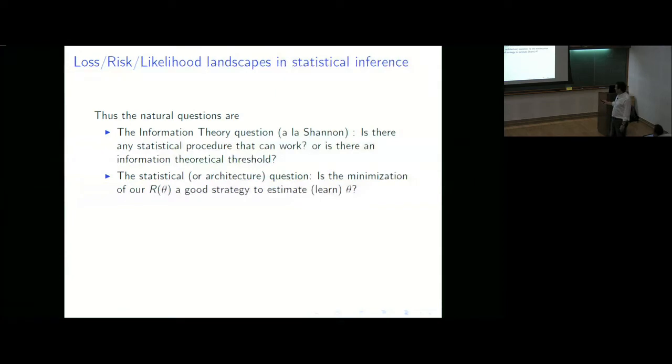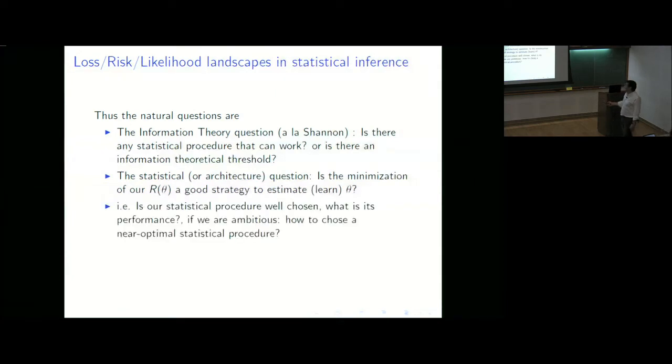All right, so that means, is our statistical procedure well chosen? Is this loss function well chosen? Of course, this depends on the structure of the distribution of the data, which I don't know. What is the performance? And if I'm ambitious, how to choose a near-optimal statistical procedure, something really good.